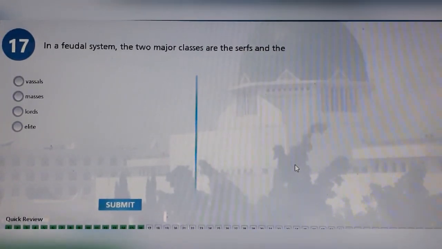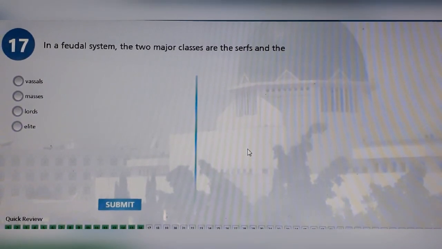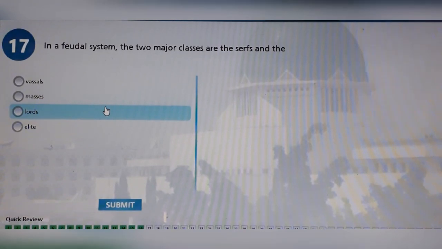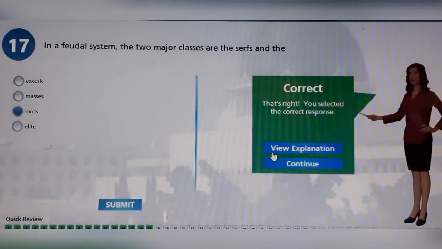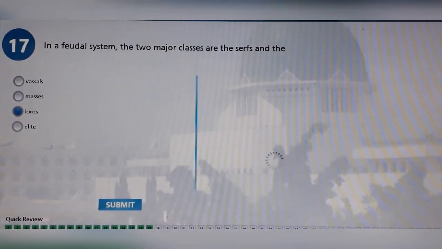Number 17 now. In a feudal system of government, the two major classes are the serfs and the A, vassals, B, masses, C, lords, and D, elites. Of course, we know in a feudal system of government, the two major classes are the serfs and the lords, just as we have the bourgeoisie and the proletariat. Because of time, I will not explain further. But you should know, in the feudal system, the two major classes are the serfs and the lords. The serfs work for the lords. The lords receive the proceeds from the serfs. Let's move over to the next question now.